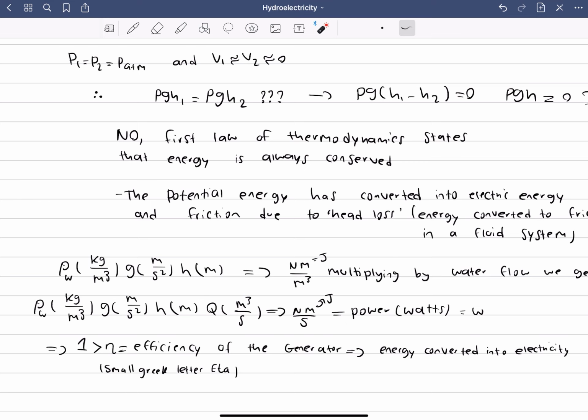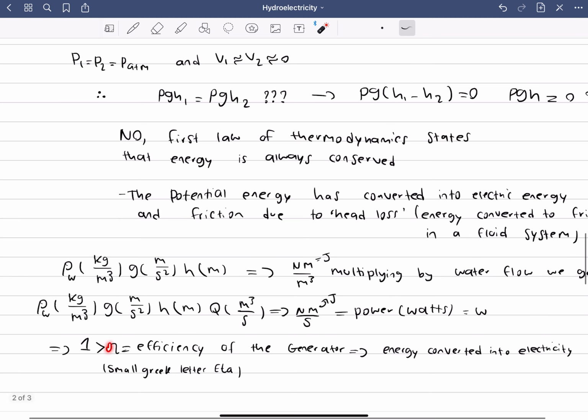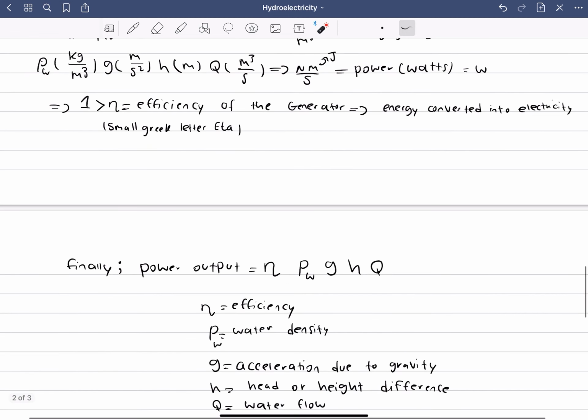We also have to take into consideration the friction, or the energy that's been converted to friction. We're going to say that eta, the small Greek letter eta, equals the efficiency of the generator, which is the amount of energy converted into electricity. Finally, the power output equals eta, the efficiency, times the water density rho, times G, the acceleration due to gravity, times H, the height difference, times Q, the water flow.